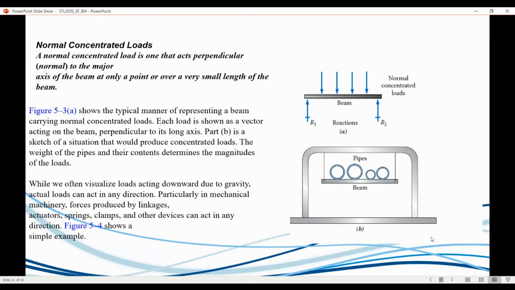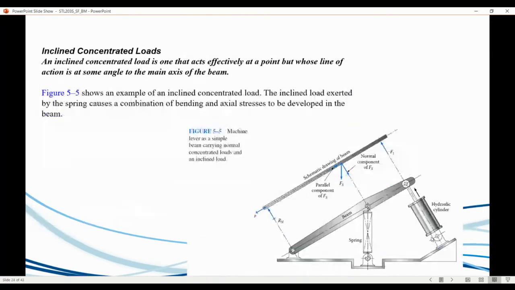So those pipes are actually loading the beam, and of course the weight induces a load within the beam, right? That is due to gravity, obviously. That's just a typical thing, obviously, aware of. You've got an incline load.